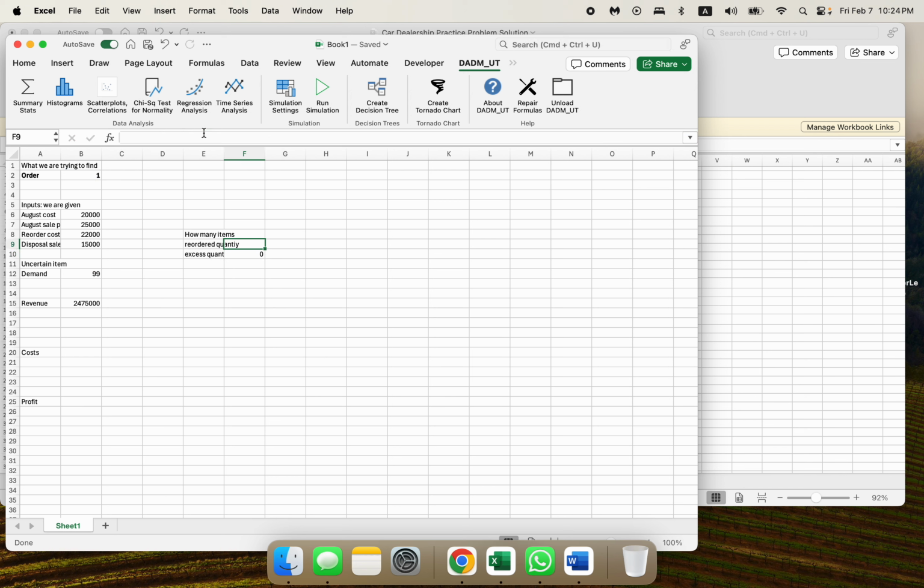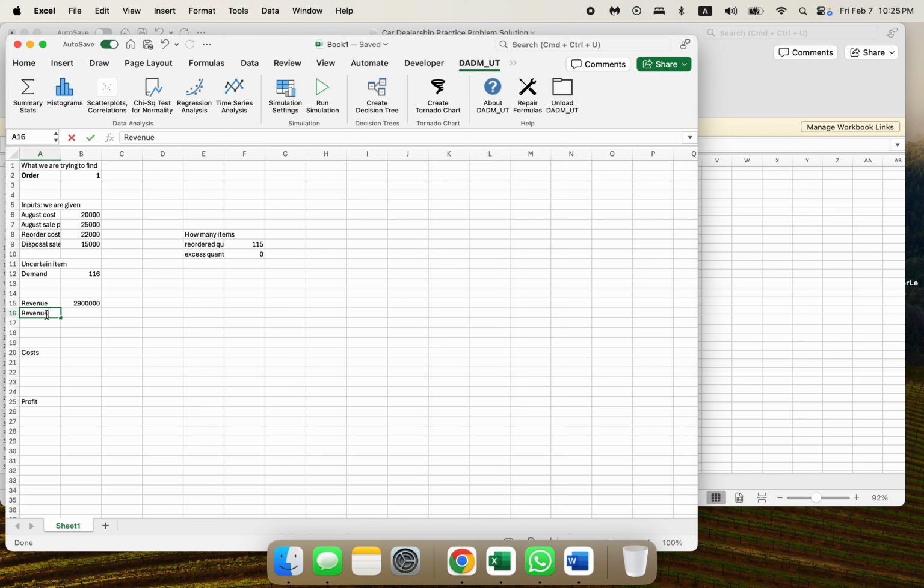We'll do the same thing here, a max between, so we need a reorder if our demand is greater than however much we ordered initially. That'll be positive. Basically, we ordered 1 and we demanded 116, so we would have to reorder 115 more cars.